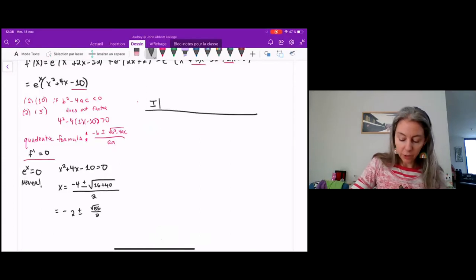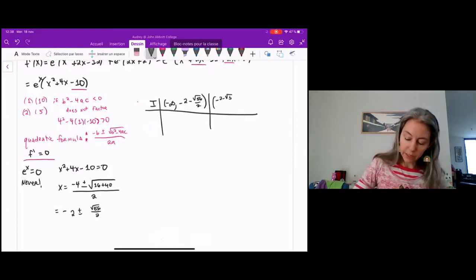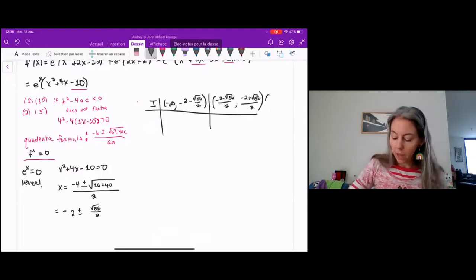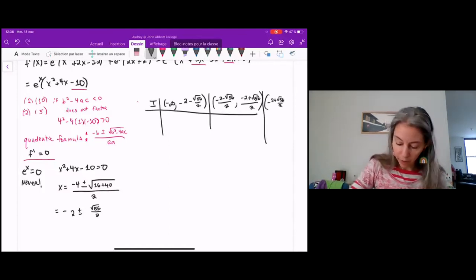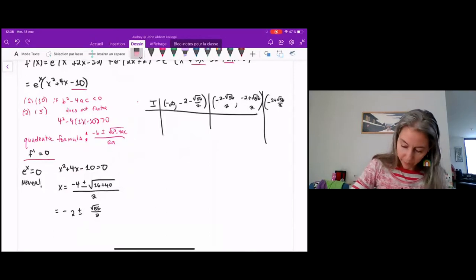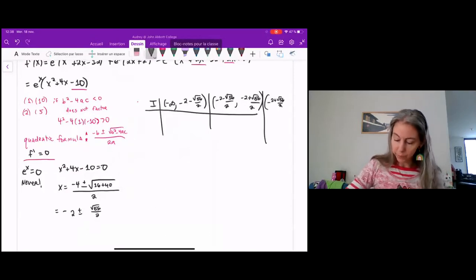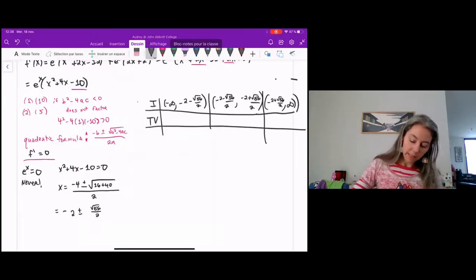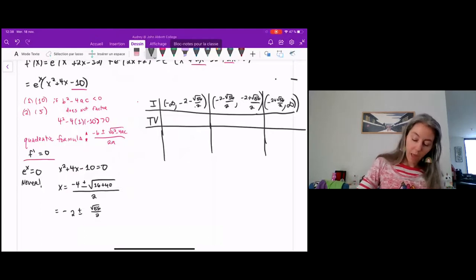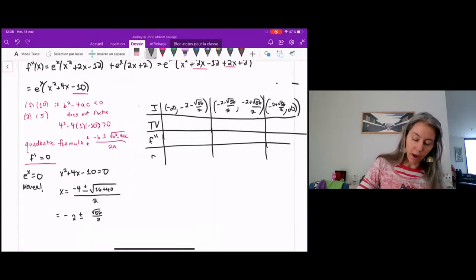So here I'll have my first interval, negative infinity, negative 2 minus root 56 over 2, then negative 2 minus root 56 over 2, negative 2 plus root 56 over 2, and then negative 2 plus root 56 over 2, comma, infinity. I wrote that wrong. Okay, so these are my intervals. Now I'm going to pick a test value, and I'm going to plug them into f double prime.